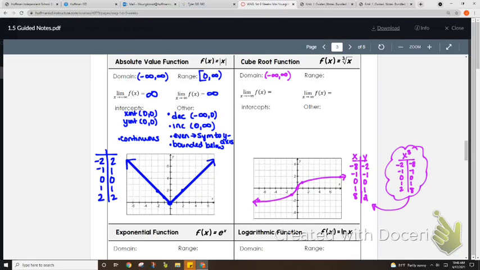This graph does keep going down for our range. It's just decreasing at a decreasing rate. It's still going to go down, it's just going down slower and slower. Keeps going up. No holes, gaps, or anything like that. So negative infinity to infinity for our range.